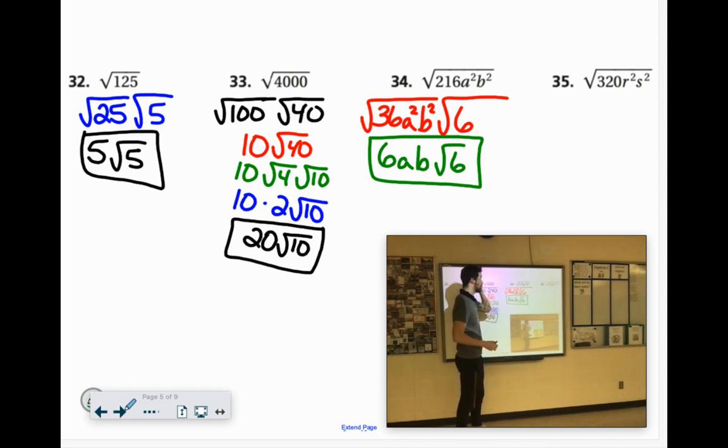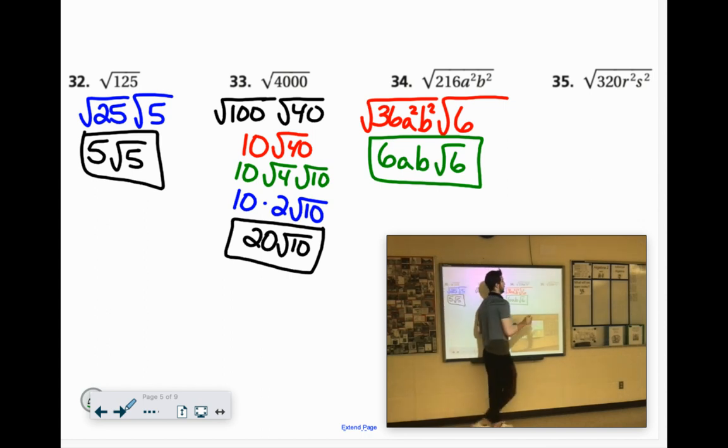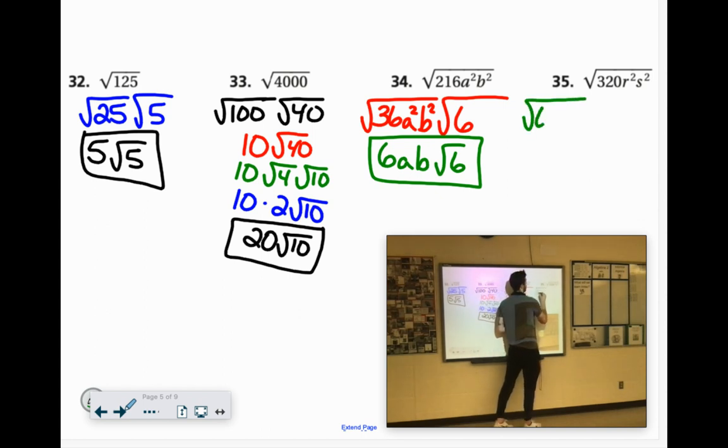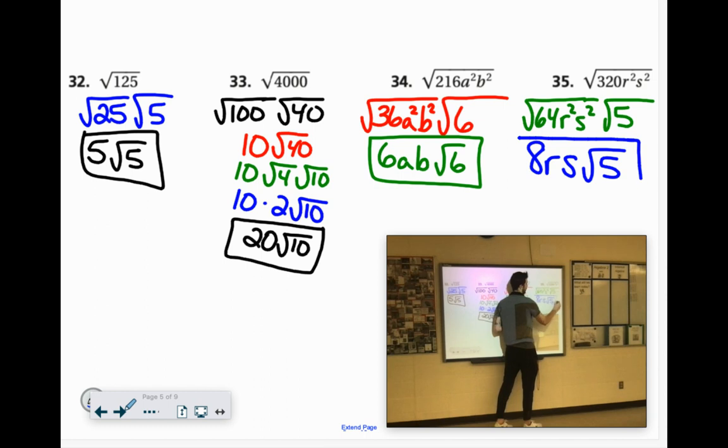320, r squared, s squared. 320, I know 64 goes in there 5 times. So 64 times 5. R squared is perfect. S squared is perfect. Square root of 64 is 8. Square root of r squared is r. Square root of s squared is s. Root 5.